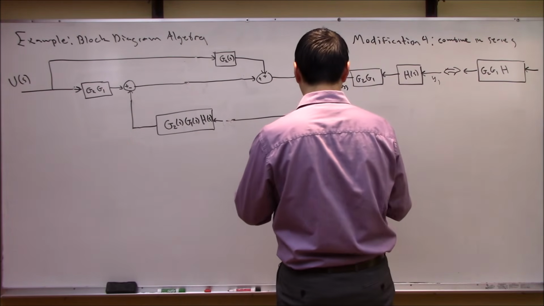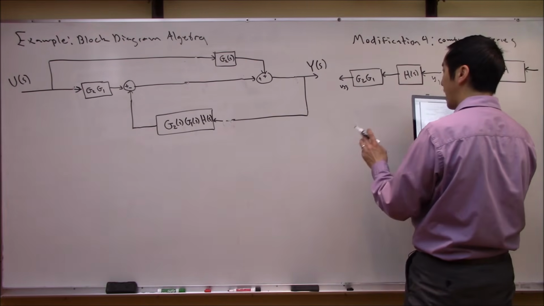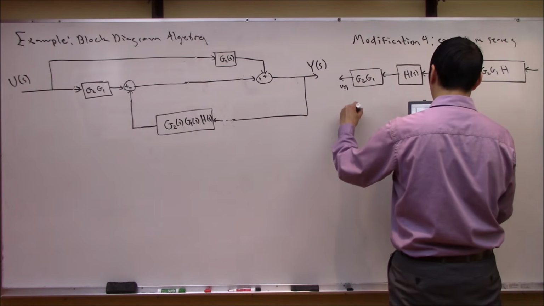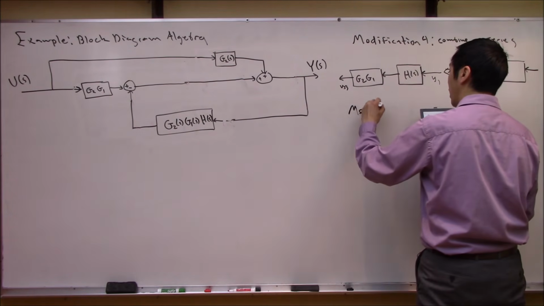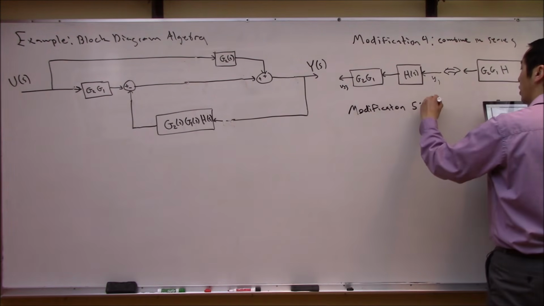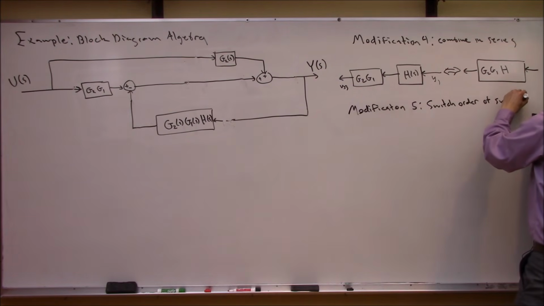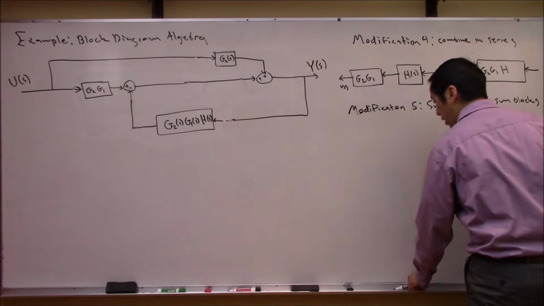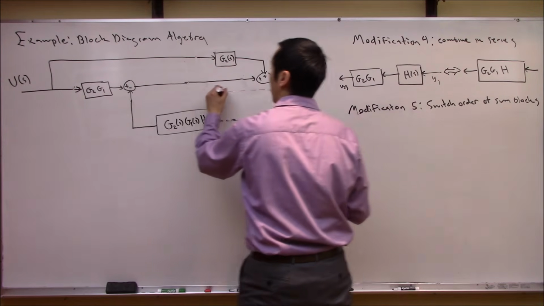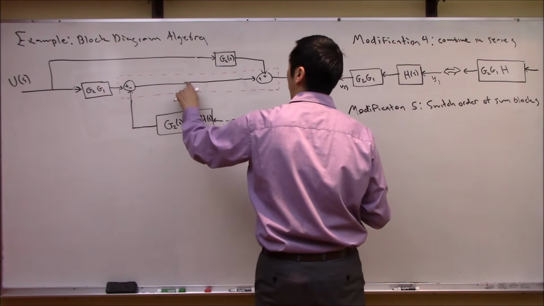Okay, so let's see. Oh, here's modification 5. This is something we didn't actually explicitly discuss earlier, but I think you'll agree with me this is pretty trivial. So modification 5 is, let's switch the order of the sum blocks. We didn't talk about this earlier, but what I mean is let's just isolate these two summing blocks, these two right here, okay?